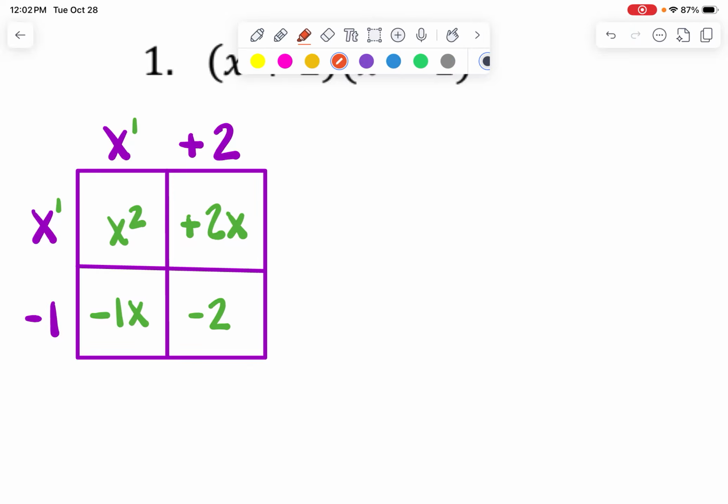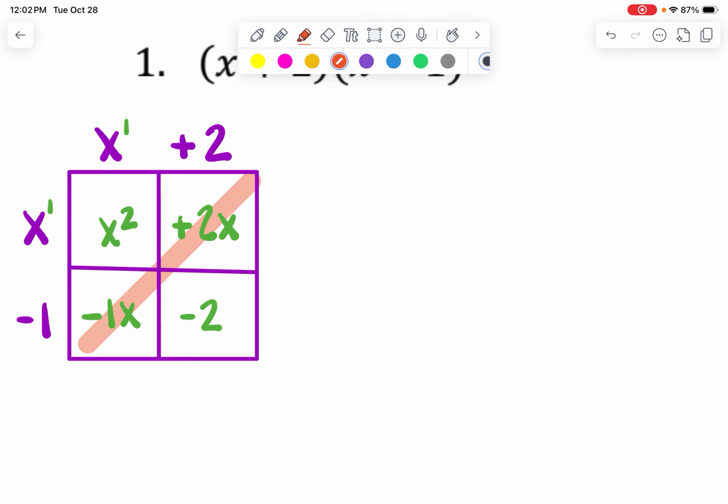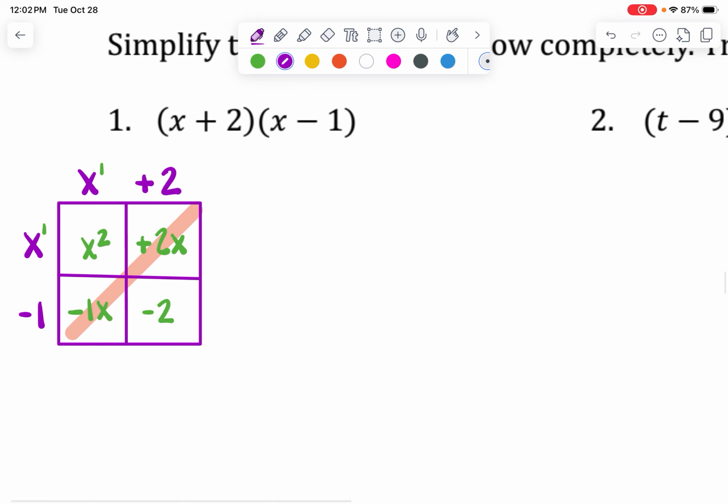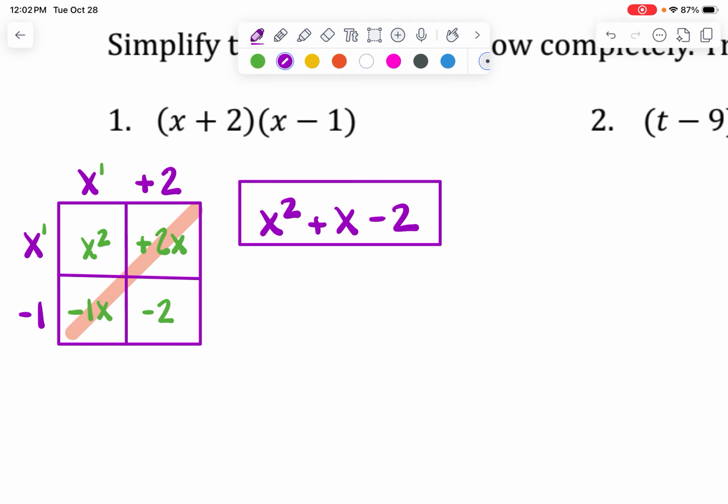And then the cool thing is, your diagonal will always contain your like terms, which is a big reason why I like the box method, because it kind of helps check your math along the way. So I'm going to have x squared. If I add my like terms together, I'm going to get positive x, and then the minus 2. And there you go. Box method.